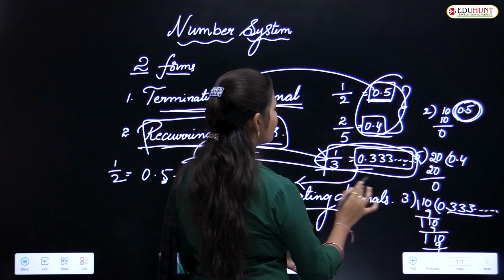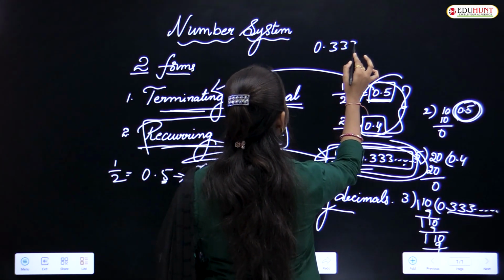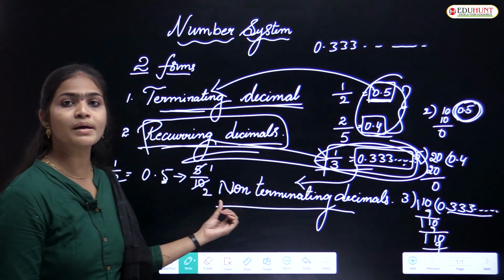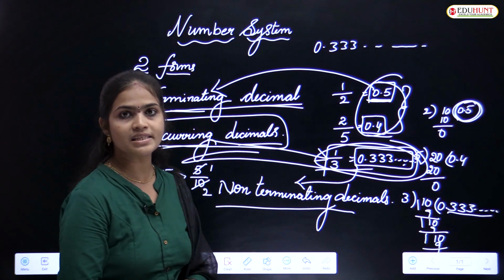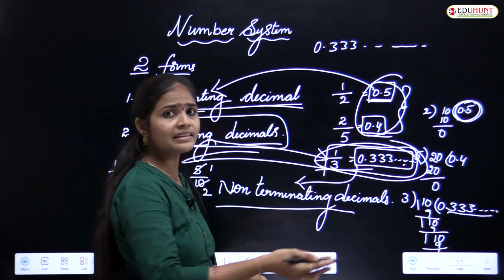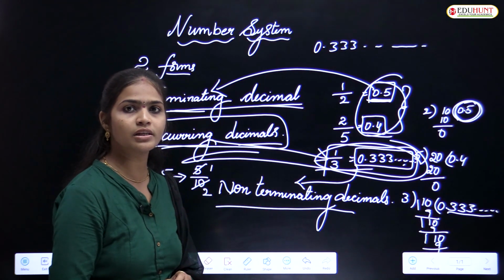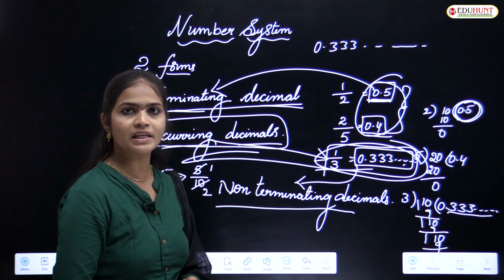But what about 1/3? It is 0.333 and so on. Here I am asking you how many digits are there in the decimal part; we have to consider that. In 0.3333 and so on, the same digit is in repetition, but how many times is it in repetition? We don't know how many times it is in repetition.